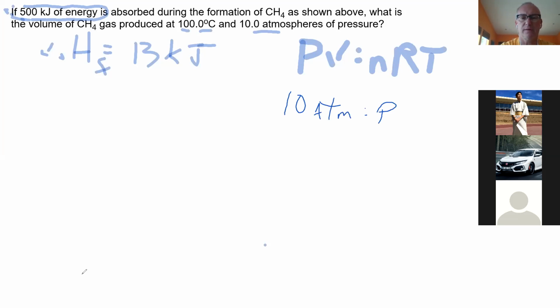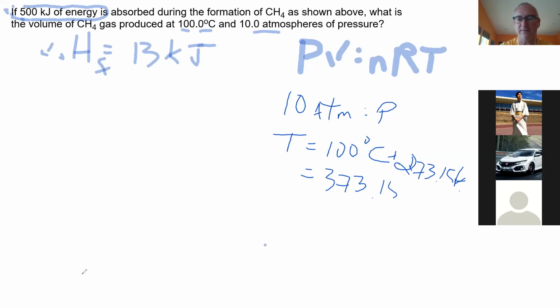And our temperature is 100 degrees. We have to convert the 100 to kelvins, by adding 273. So we add 273.15 to that. So our temperature is 373.15 Kelvin.